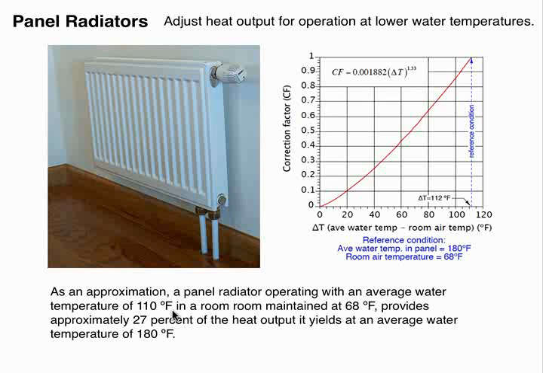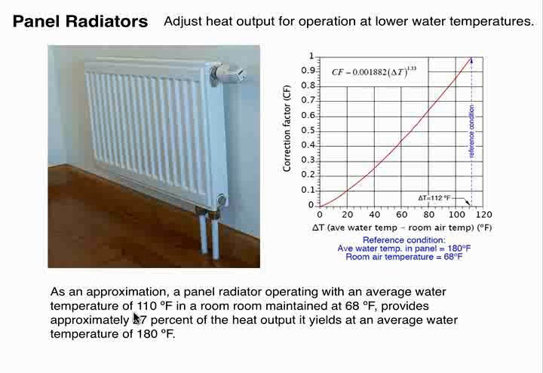Down here is an example. If we compare the listed performance around that 180 degree average water temperature, if we drop that average water temperature to 110, we're getting roughly a quarter of the output, about 27% of the output that we would at 180. So you can see it is a severe loss in terms of heat output, and this means you're going to be using larger panels. That's simply the price you pay for efficiency.